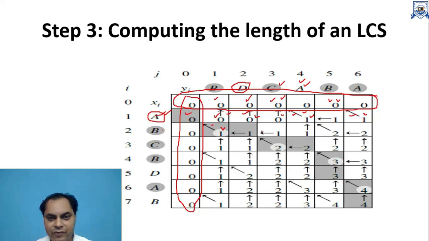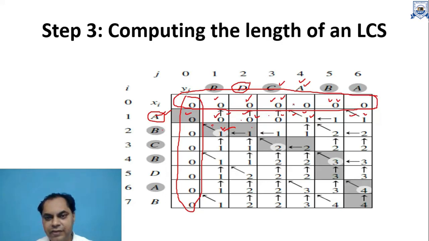Okay, if both are not equal, that means we have to compare these two values. And whichever one is greater, that means the value will come from there, and the appropriate arrow. Okay, now compare C and B, both are not equal, compare these two values 0 and 1, and 1 is greater than 0, so that's why we are using 1 and the appropriate arrow.